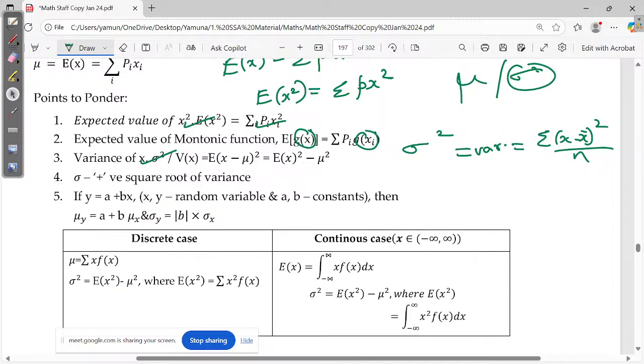Correct. What is this n? Total number. இங்க வந்து நமக்கு என்ன வரும்? Summation p into x minus mu the whole square divided by summation p. What is summation p? 1. அப்ப டைரக்டா நான் இப்படியே போட்டுலாம். Summation E of x minus mu the whole square, or E of x square minus mu square. And what is sigma? It's the positive square root of variance.